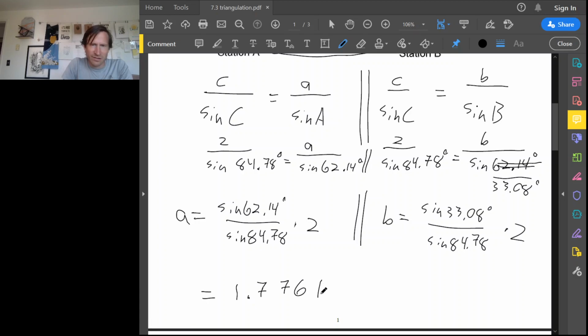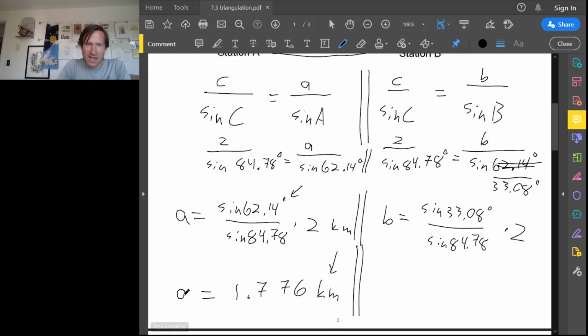1.776 kilometers. This is in kilometers because this 2 was in kilometers, and trig functions produce pure numbers. So this ratio of sines in front is just a number times something in kilometers, which gives us something in kilometers.